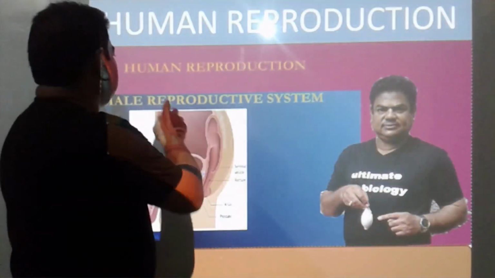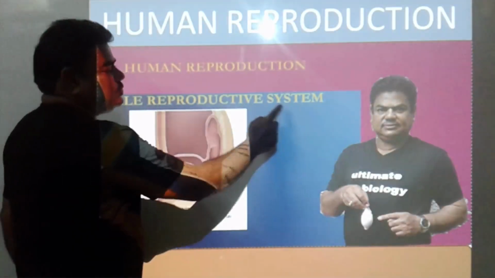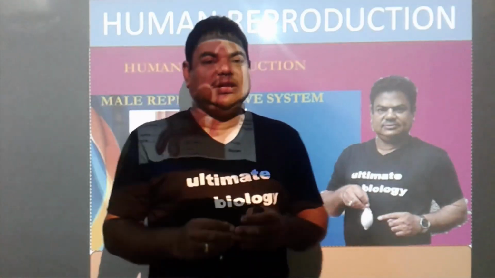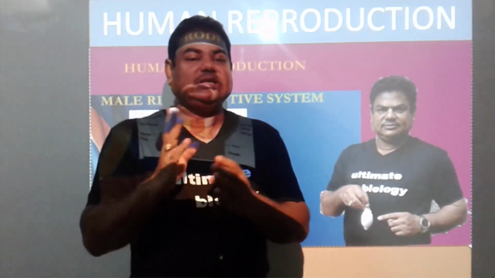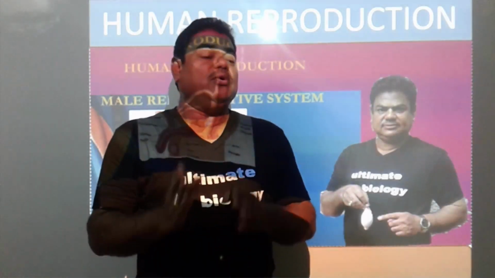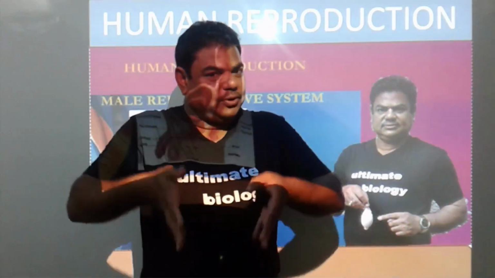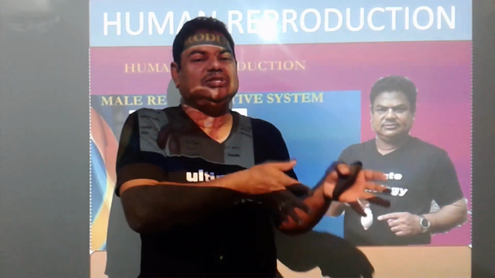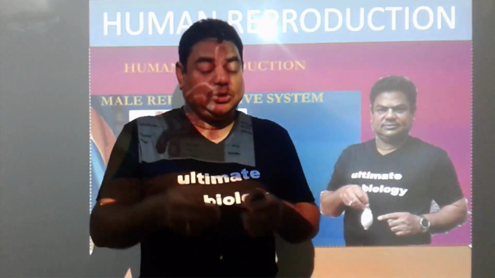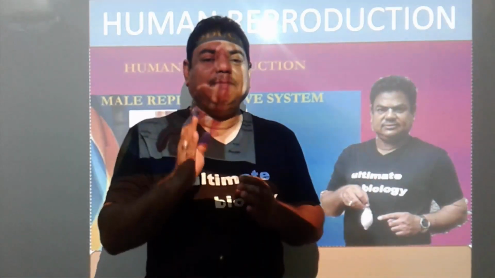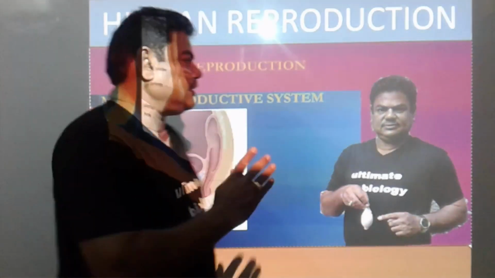Today we are concerned with the male reproductive system. In the human body, two sexes are there. One is the male and the second is the female. Male consists of the male reproductive system and female consists of the female reproductive system. But today in this video we will discuss only one system, the male reproductive system.